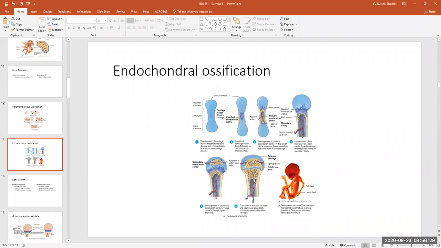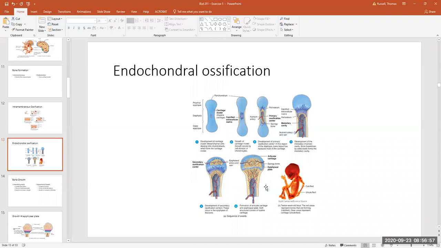Endochondral ossification. Now, there's still a lot of cartilage in the bone. Notice right here in the metaphyseal region, just in between the metaphysis and the epiphysis. So remember, the epiphysis is the end, and from here down to here is called the metaphysis. That's called the epiphyseal plate. The epiphyseal plate is our growth plate. It makes our bones grow long.